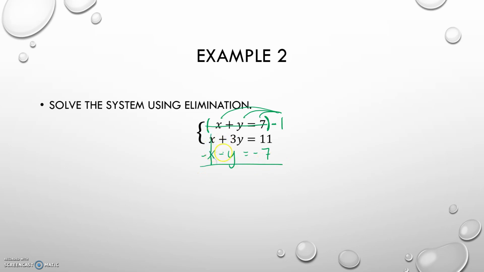So the x's cancel out. We have 2y equals 4, and then y equals 2. Substitute that into one of the original problems. x plus 2 equals 7. That would give us x equals 5. So we have (5, 2). That would be our answer.